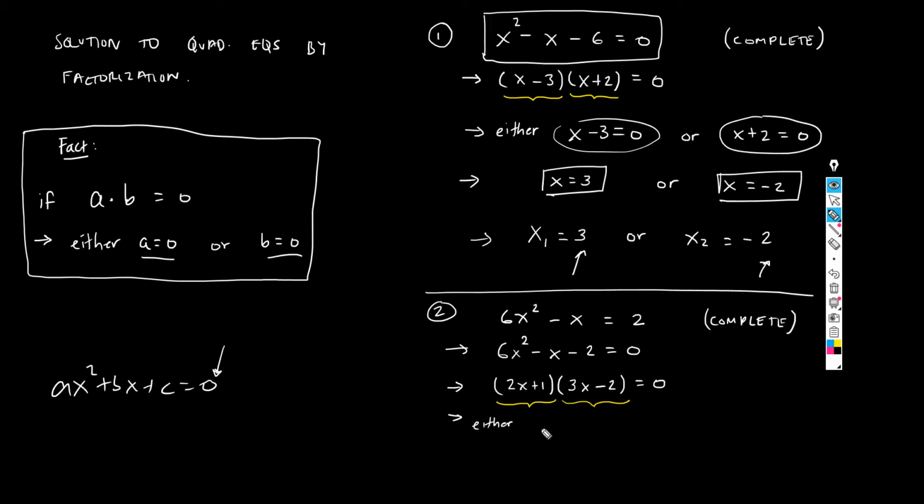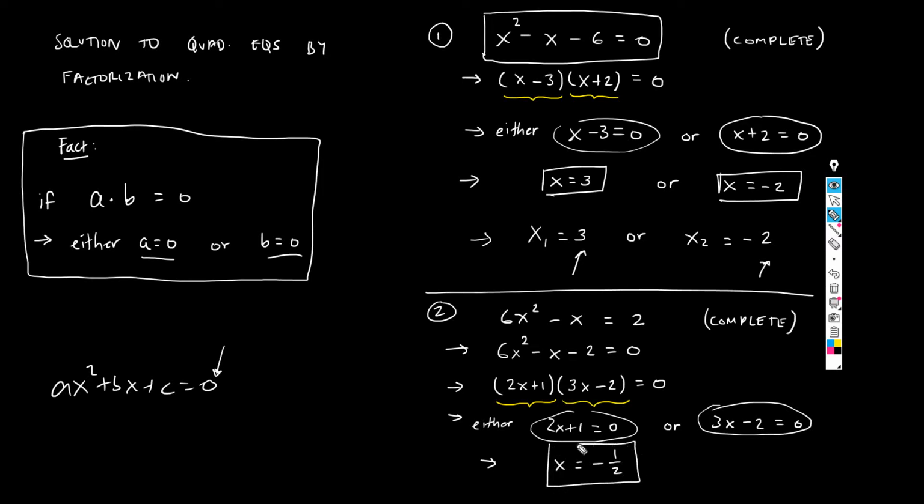Either 2x plus 1, which is my first number, must be equal to 0, or the second number, 3x minus 2, must be equal also to 0. And then we end up with two equations, this and this, two equations which are linear and are very easily solvable. So when we solve this equation, we get x equals minus 1/2. Make sure about what I'm saying. And when we solve this equation, x will be equal to 2/3.